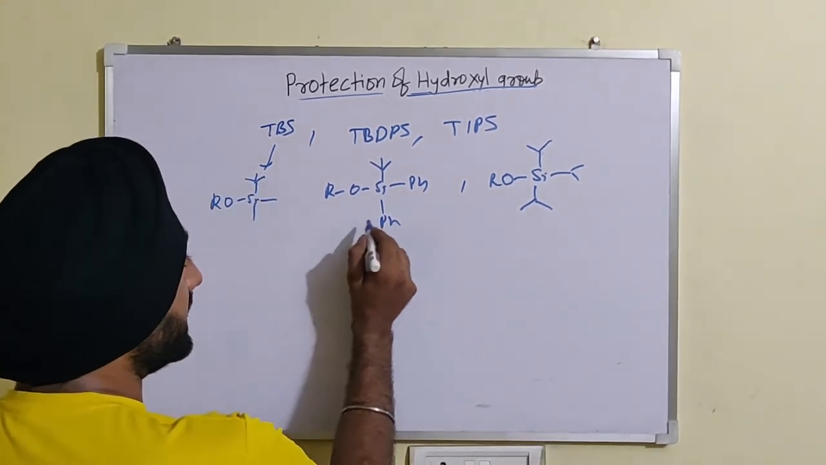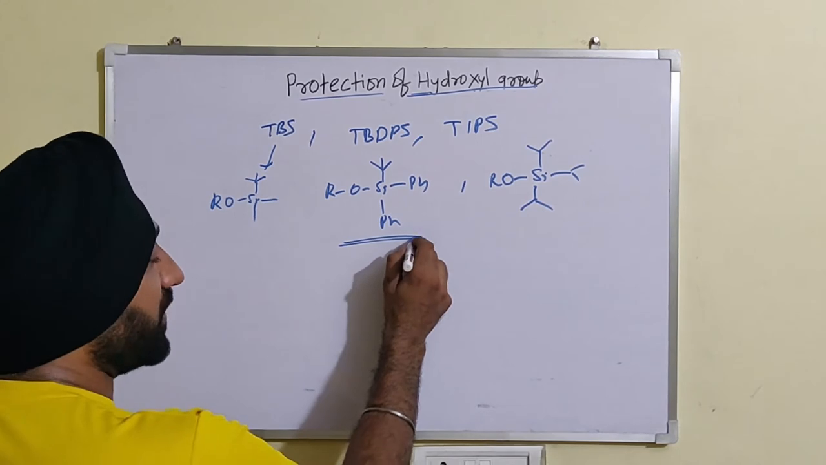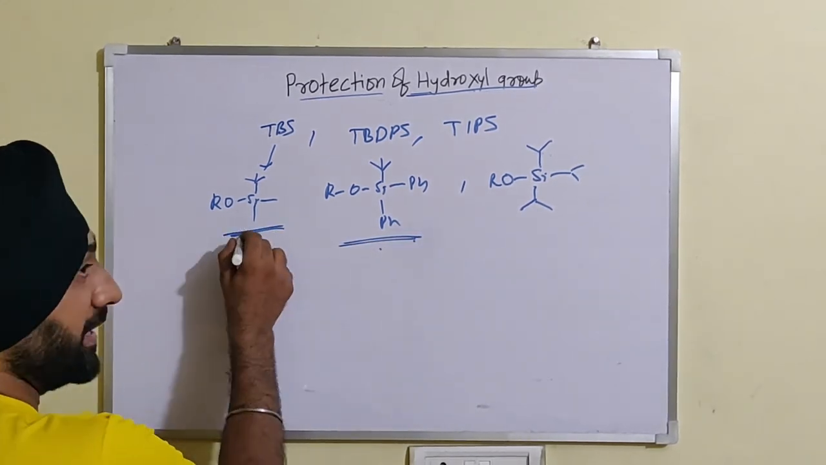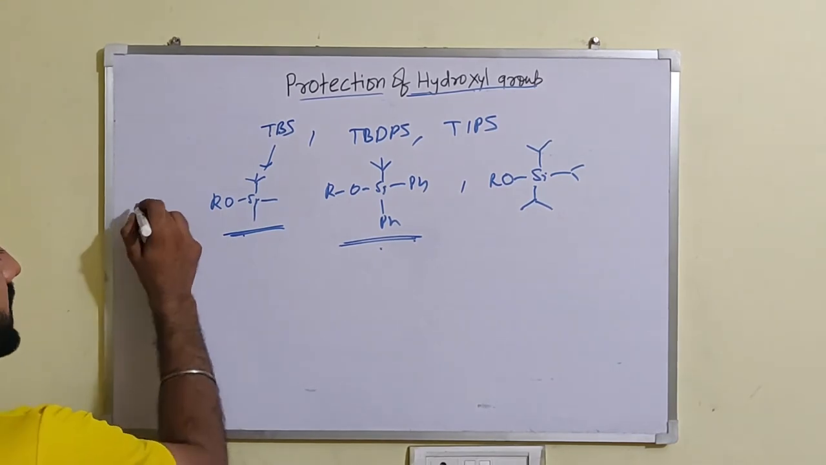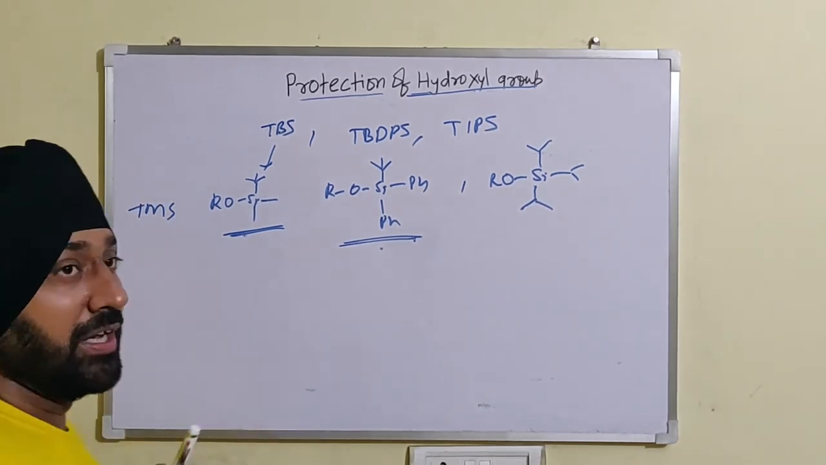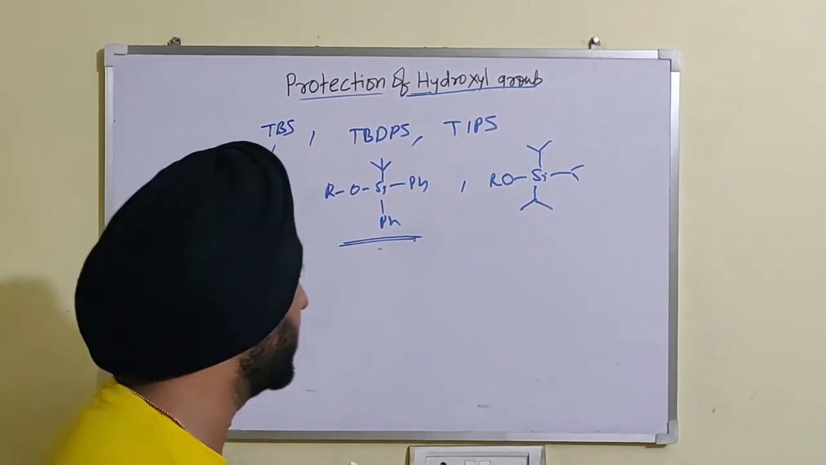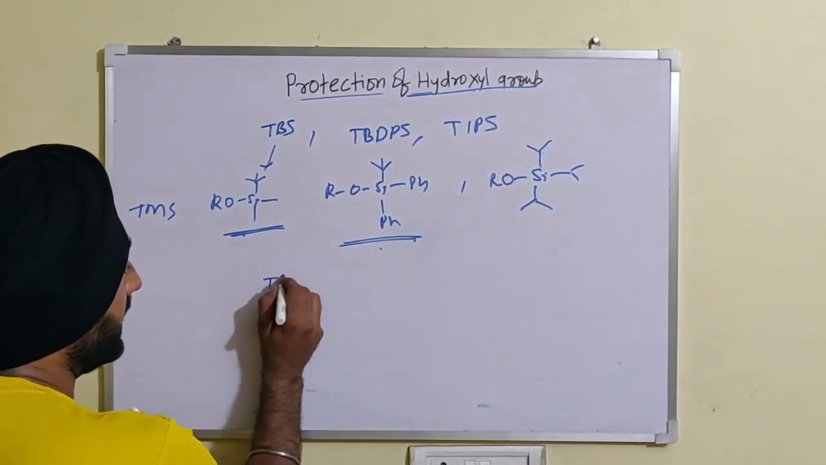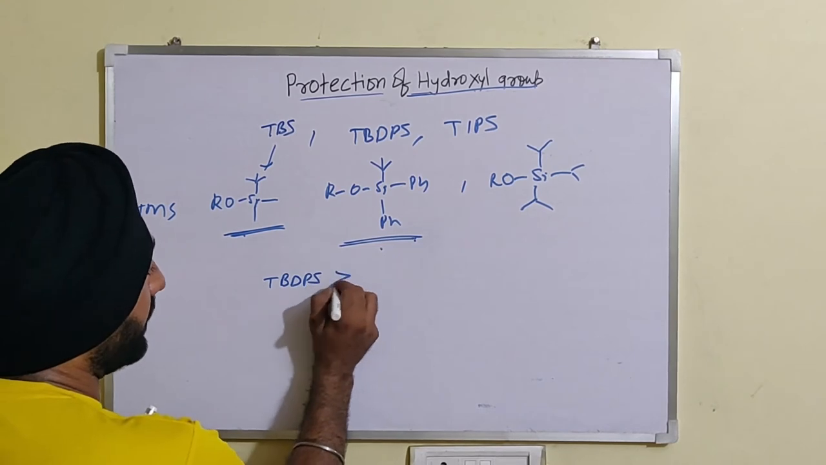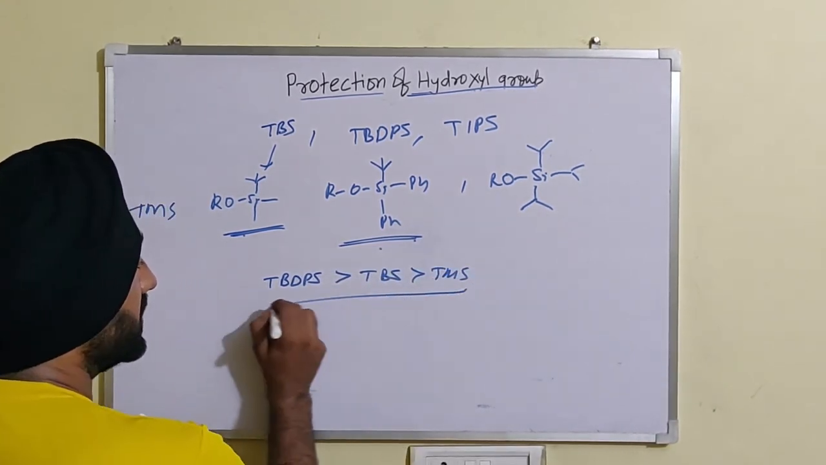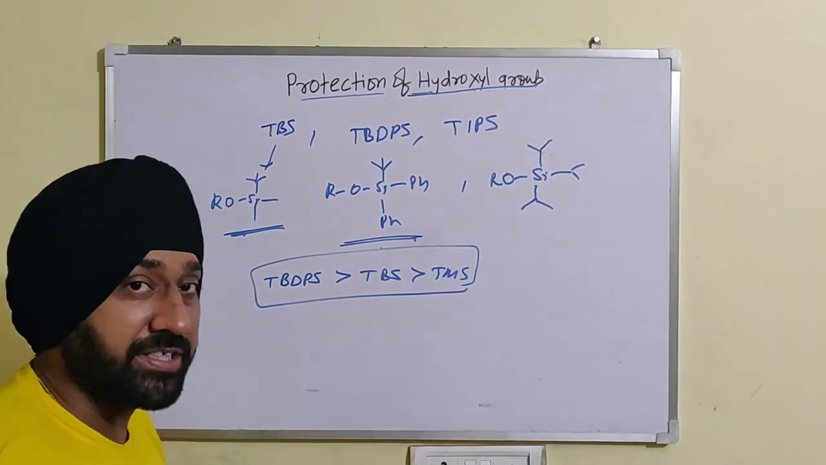As you can clearly see, TBDPS is far more stable under acidic condition than the TBS, which is in turn far more stable than the TMS. So if we look at the stability order of these protecting groups under really strong acidic condition, we will say that TBDPS is far, far stronger than the TBS, which is far, far stronger than the TMS. So this is going to be the order of their stability.